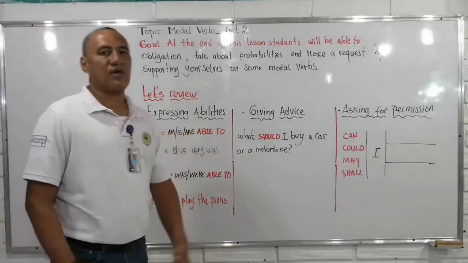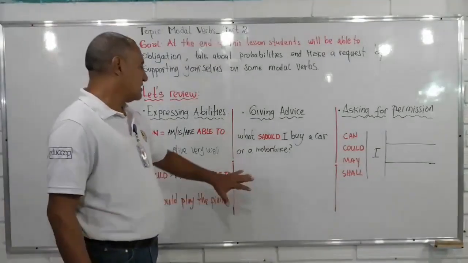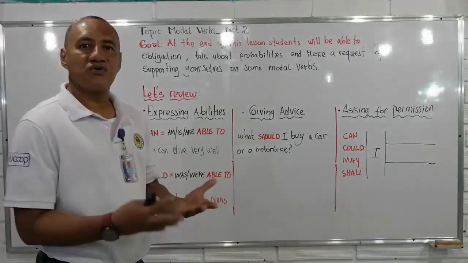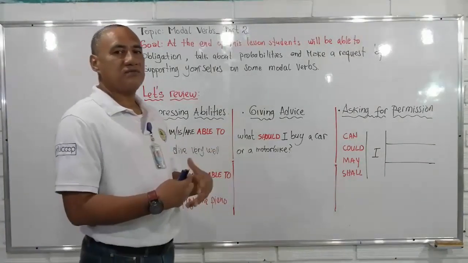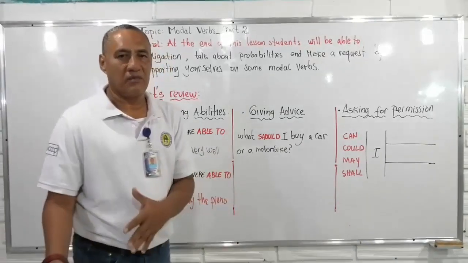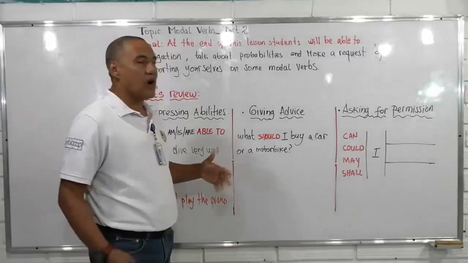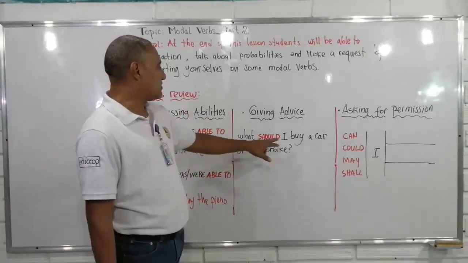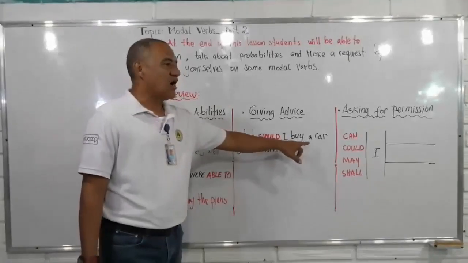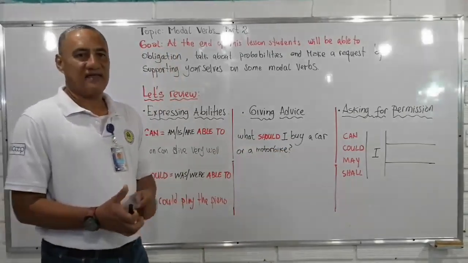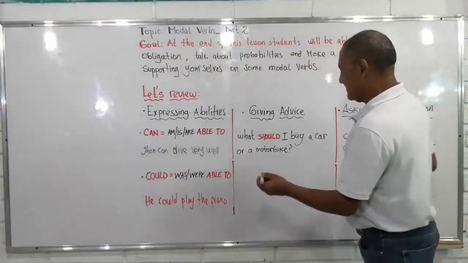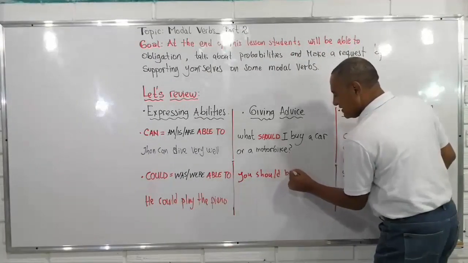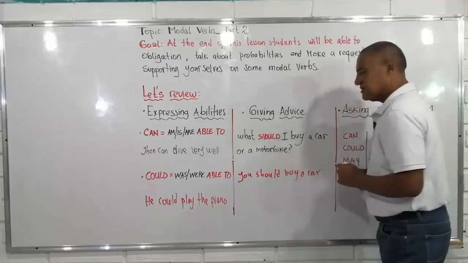The other modal that we discussed in the previous lesson was giving advice with should. Remember that ought to is also possible, but ought to is much more formal and less common. Then look at this example. Hey, what should I do? You are going to recommend me. What should I do? You are going just to express an opinion. What should I do? Or what should I buy? A car or a motorbike? Then you say, then you should buy a car. So this is your opinion.